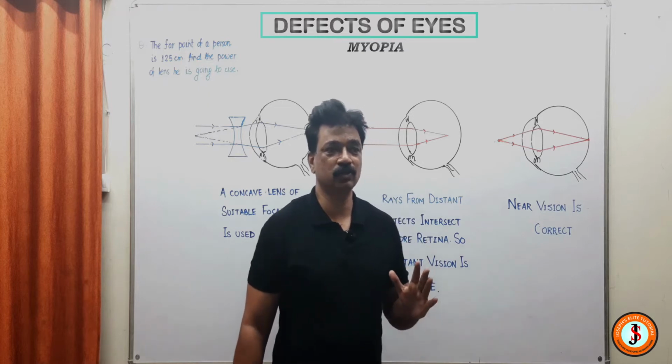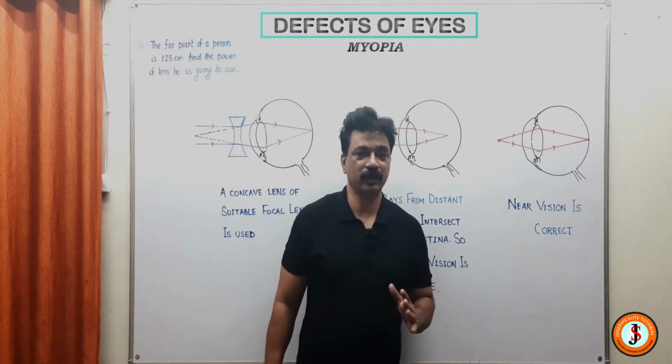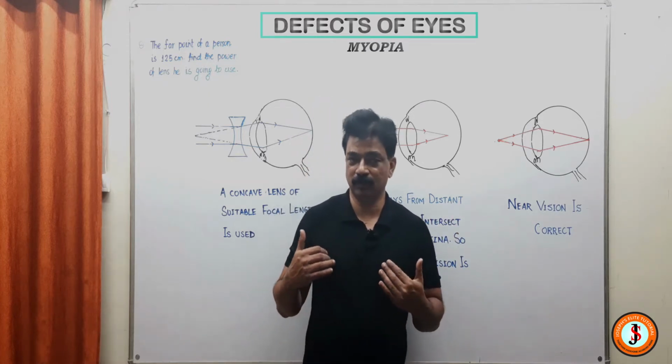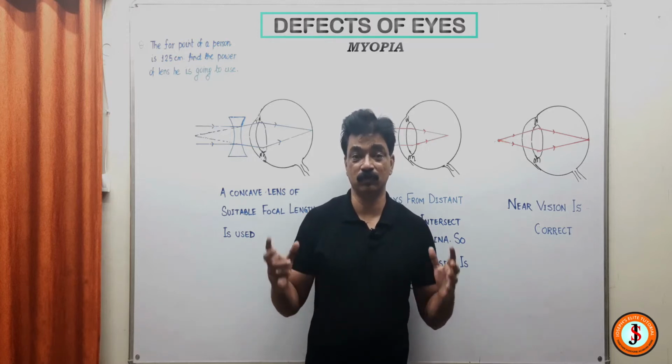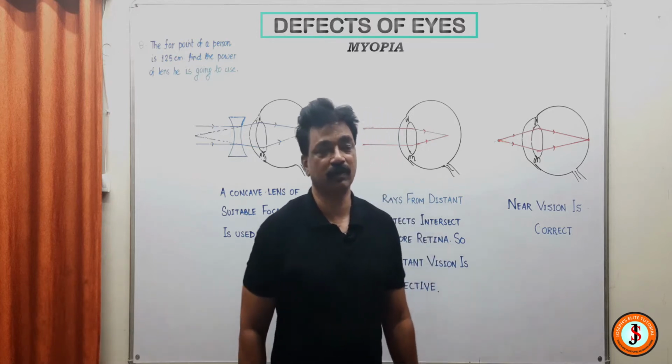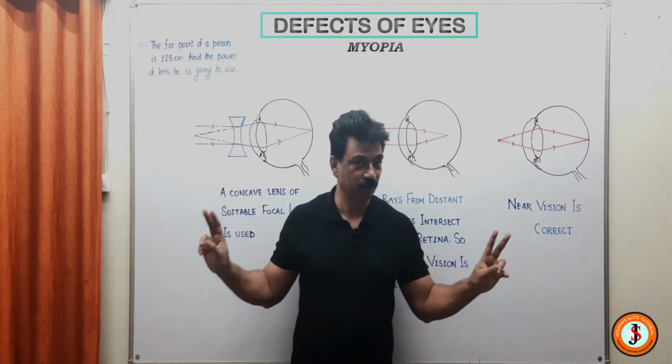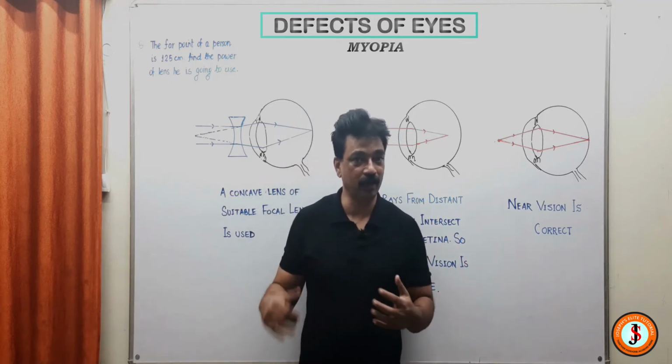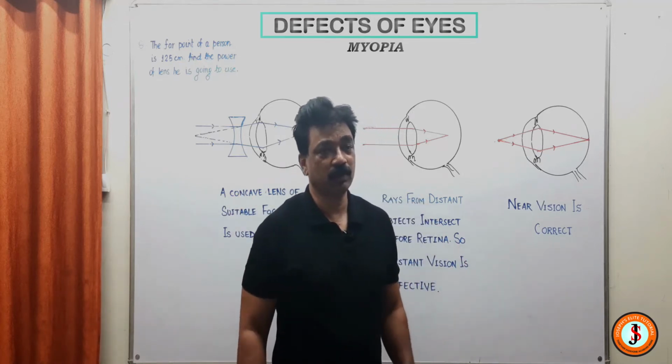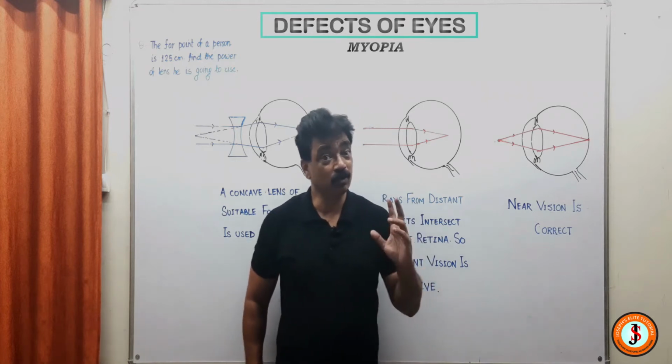Suppose the eye has to see a nearer object, and a distant object. Both the things we will discuss over here in defects of the eye. So first, there are two defects of the eye. One is myopia and another one is hypermetropia. So we will be discussing myopia first.